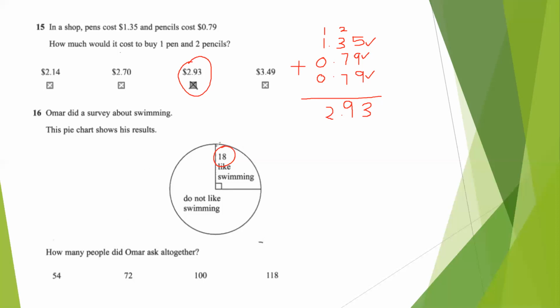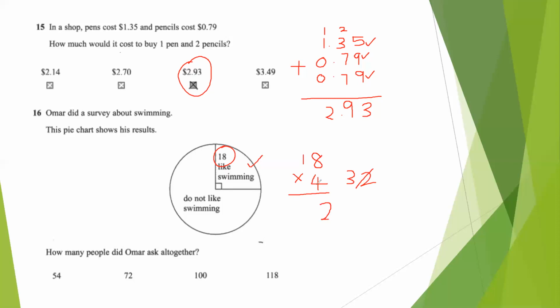We know when you get a circle, there are 4 quarters. This is 1 quarter. If 1 quarter represents 18, how to find the full circle? You have to multiply this quarter answer by 4, because we know there are 4 quarters in a circle. 8 times 4, it's 32. So I will write 2 and leave 3.